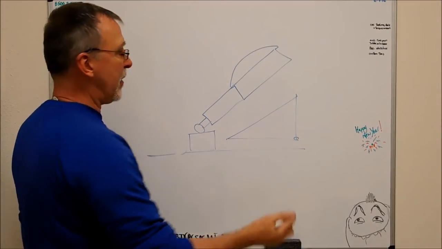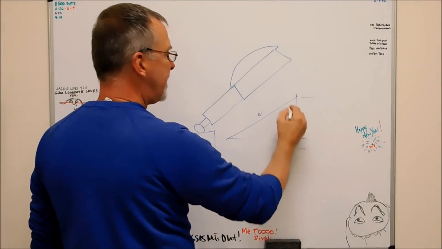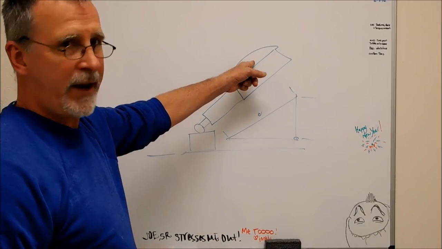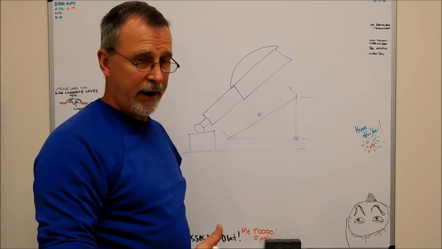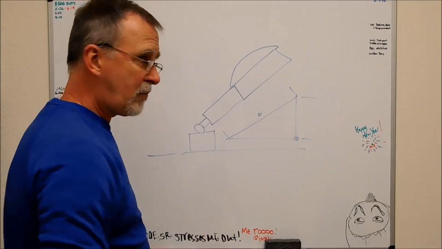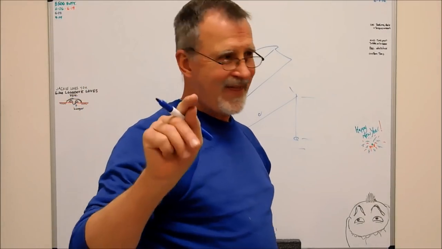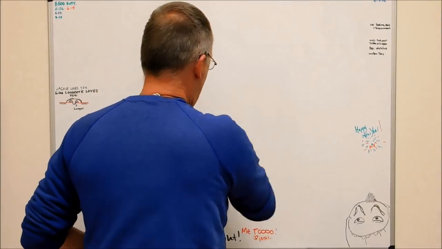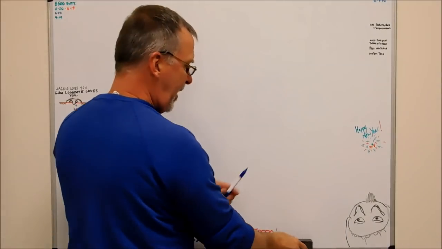So which one's greater? This one's greater. This is the height that you're checking. This is the stroke of the indicator. It's longer. You're going to see a different reading on this and what you're checking. There's the mechanics behind a cosine error. Simple. Now let's talk about a lever style indicator. That's completely different, and that's the one that's got me all fired up. I hope you're paying attention.